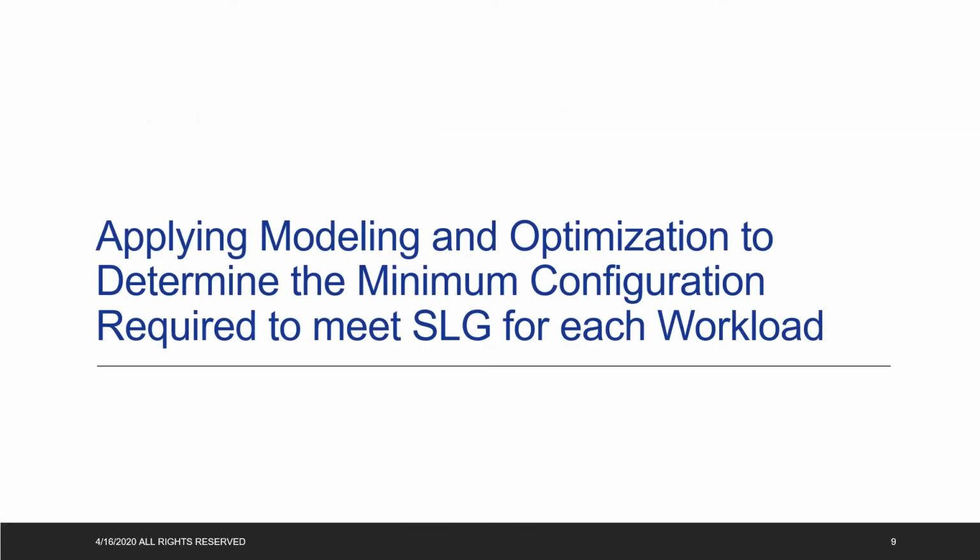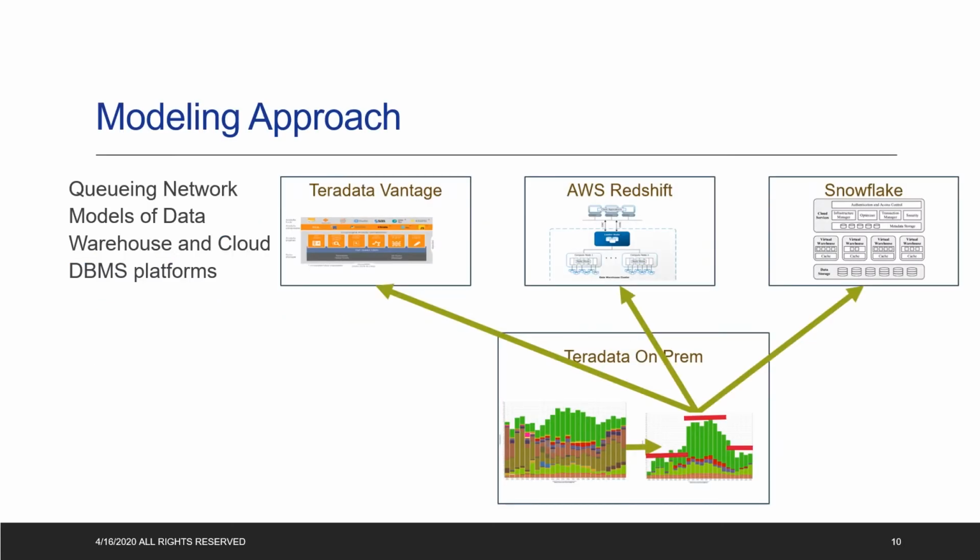The results of data collection and workload characterization are used as input to the models to determine the minimum configuration which will be required to meet the service level goal for each of the growing workloads. First of all, we built a queueing network model of the Teradata data warehouse production environment. Then several workloads were selected, and we built models of the Teradata Vantage, AWS Redshift, and Snowflake environments.